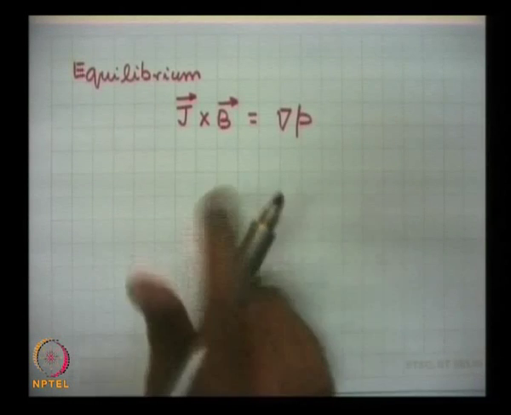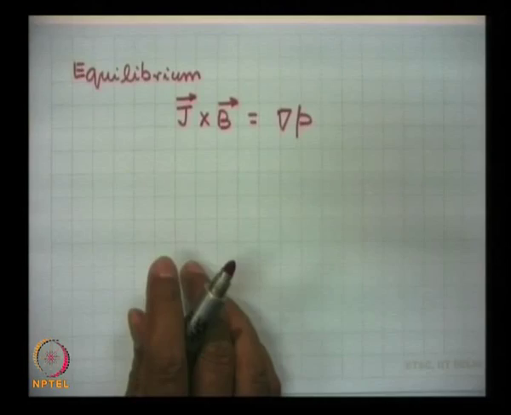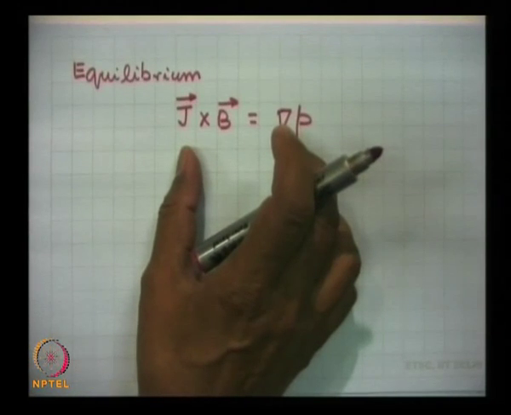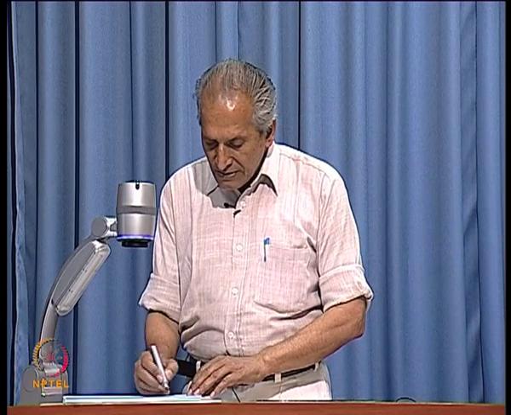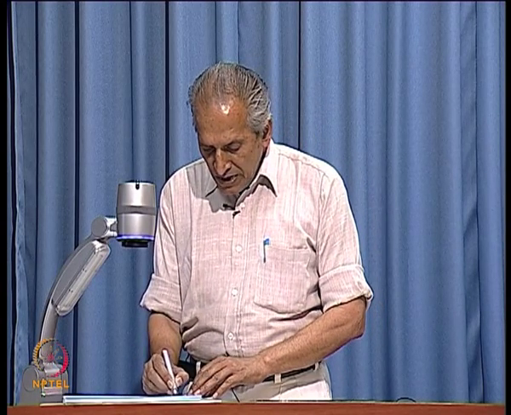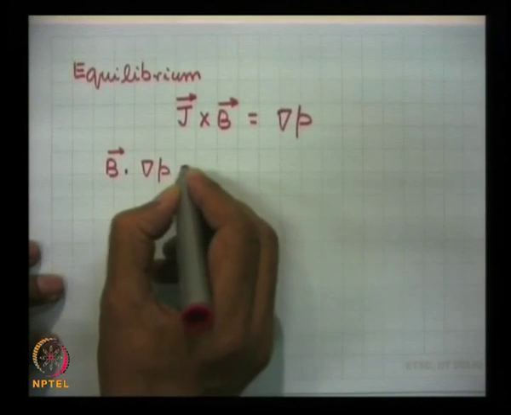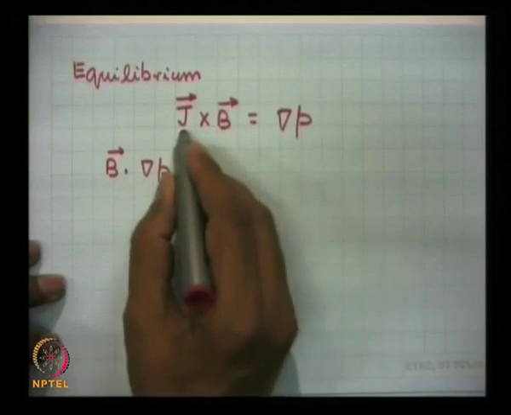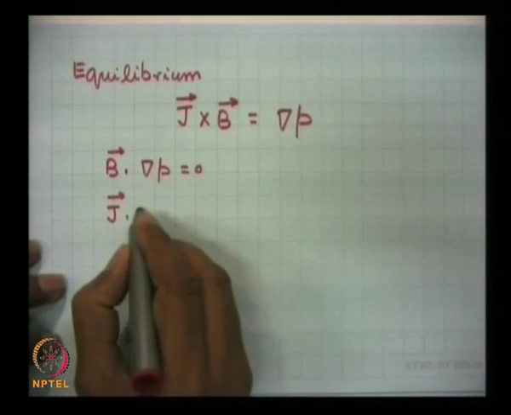I would like to draw some important criteria for plasma confinement from this equation. First thing that one may notice from here is that B dot grad P is 0, and similarly if I take J dot of this equation, then J dot grad P is 0.